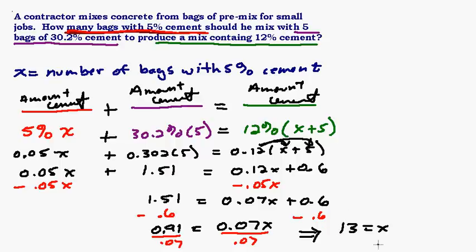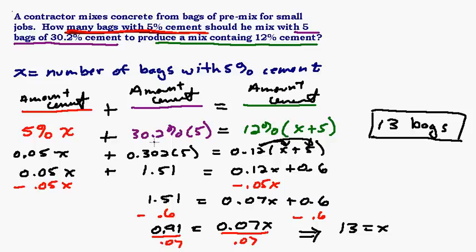13 equals x. So now, because we took the time at the beginning to write what x represents, that helps us make sure we're answering the question at the end. X equals 13. X is the number of bags with 5% cement. How many bags with 5% cement? 13 bags. And there it is. Always make sure that you're answering the question that's asked. Go back and double check that.